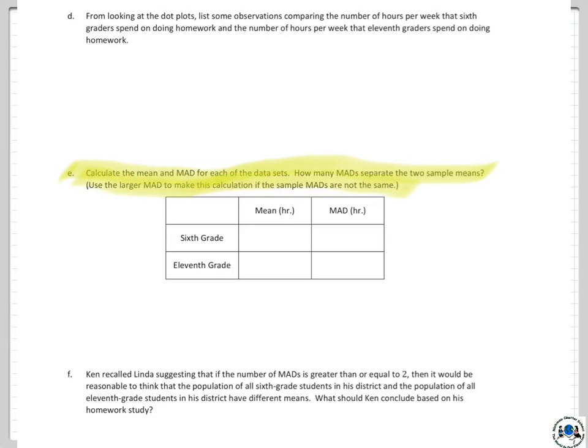How many MADs separate the two sample means? And again, we're going to use that larger MAD. So let's go ahead and populate that section there. Our means from the two populations: we have grade 6 at 7.055. That was the mean from that random sample of 20. Again, we've taken it from a population of 265 and picked a random sample of 20.